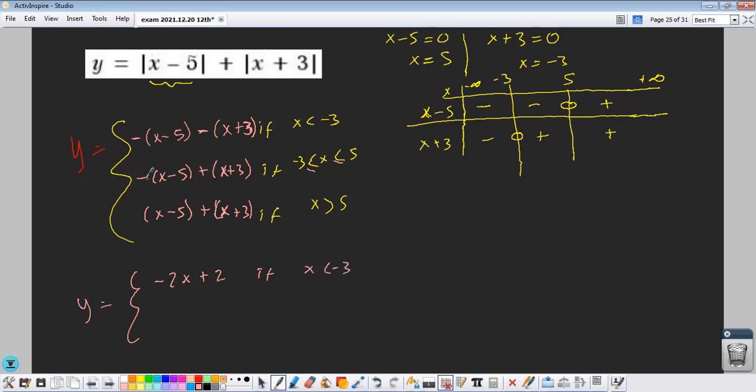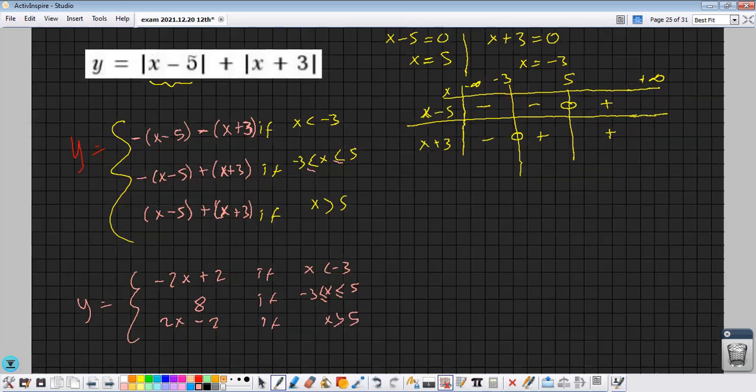Then the second case. First I check the x's: minus x plus x, that is 0. Then the numbers: minus times minus 5 is plus 5, and plus 3, that is 8. This is the case if x is between minus 3 and 5. You can put the equal sign at that point also, so it is not important. Now the last case: x plus x will be 2x, minus 5 plus 3 will be minus 2. This is the case if x is bigger than 5.